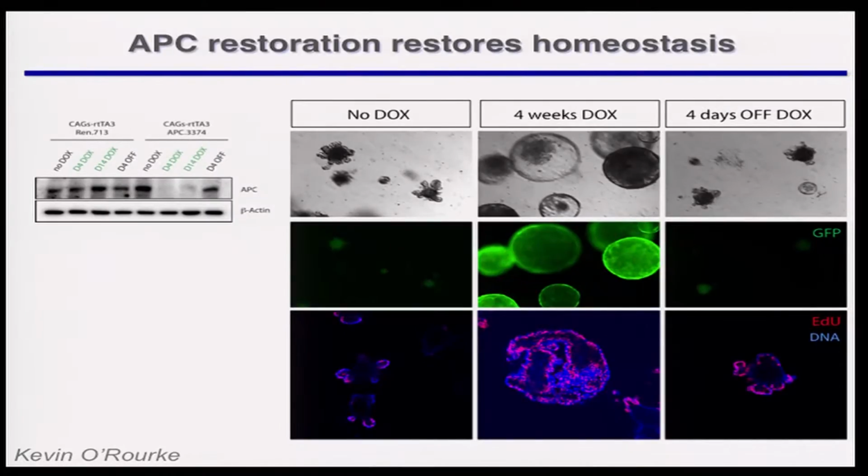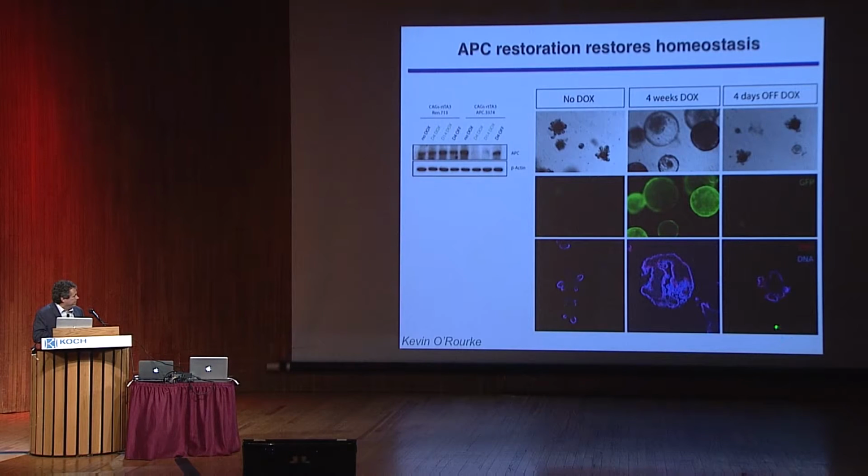But just as we saw in vivo, when we reestablish APC, the system goes back to normal. So again, here you're seeing proliferation largely in these crypt structures as in the controls. Now these are from the small intestine. We've also looked at those organoids derived from the colon.